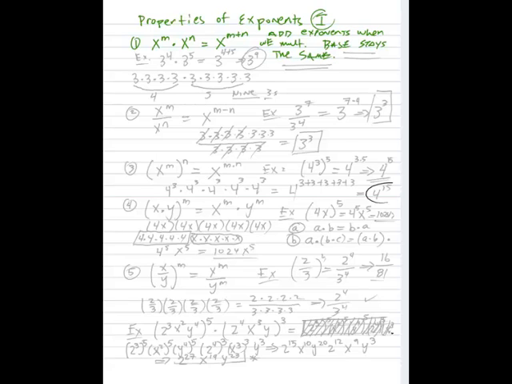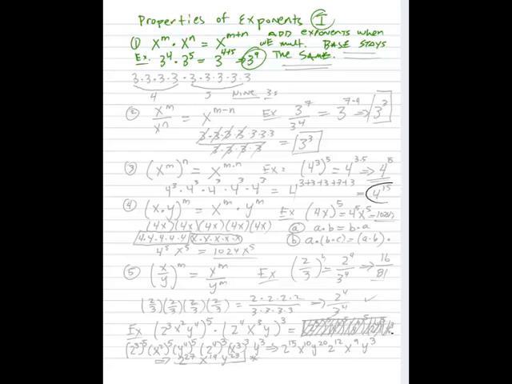So for example, take 3 to the 4 and multiply that by 3 to the 5. Well, according to the property, we end up with 3, and then we add the exponents, 4 plus 5, and we end up with 3 to the 9 as a solution. The base stayed 3. The base did not multiply together to give you 9. So the answer is not 9 to the 9, it's 3 to the 9.